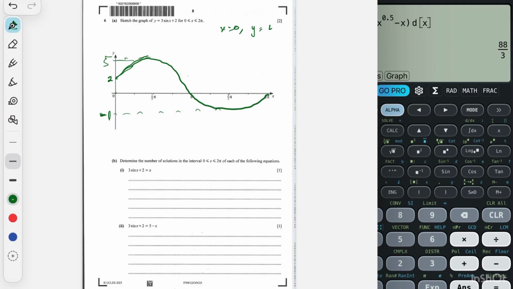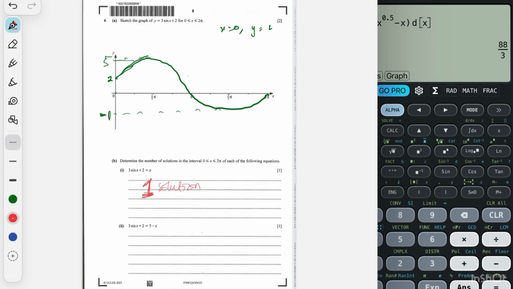Okay, determine the number of solutions in the interval from 0 to 2 pi of each of the following, when this is equal to x. So imagine I draw a line of y equals x like this. It only touches it in one place. So one solution. So that's my answer. There's only one solution. It cannot be any other solution. Then 5 minus x. Okay?